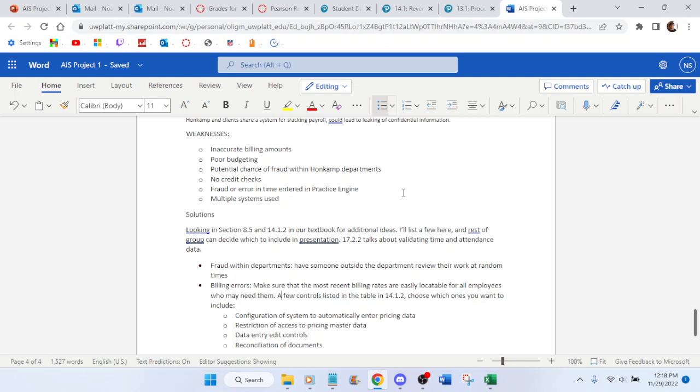Fraud or error in the time entered in the practice engine. So I have no idea about that one. I don't even know if that's a weakness. They did include it there as a weakness. I don't know if it really is a weakness. They know more about that system than I do. I have no idea how much of a weakness it is. Is there a chance for employees to enter inaccurate information about their time? Is that a possibility? I kind of did look at that already.